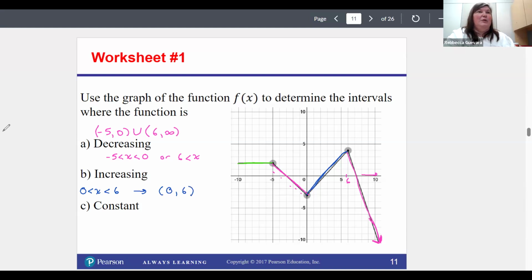It's constant where it's green, so it's constant out here. As you see, it terminates at this point here. So it is constant from -10 up till we get to -5. Or in interval notation, -10 to -5.